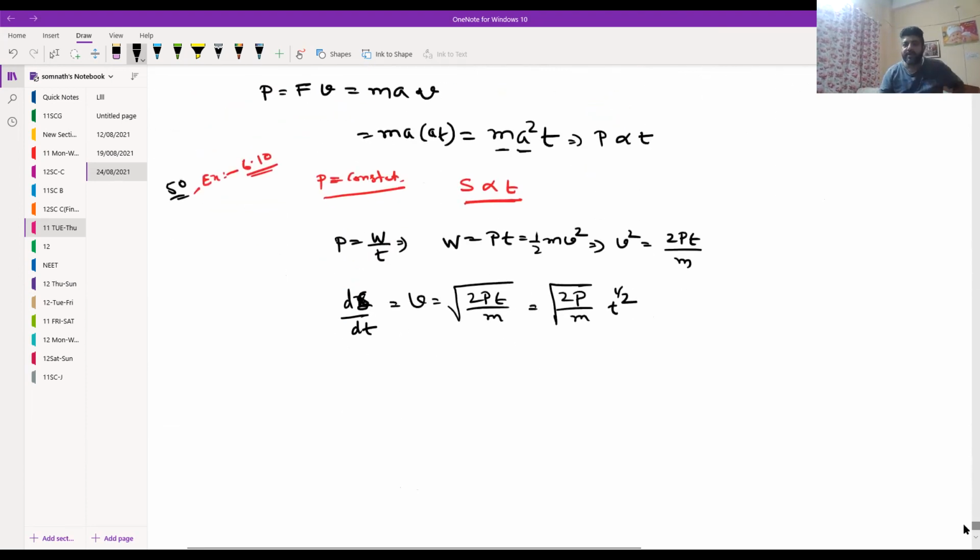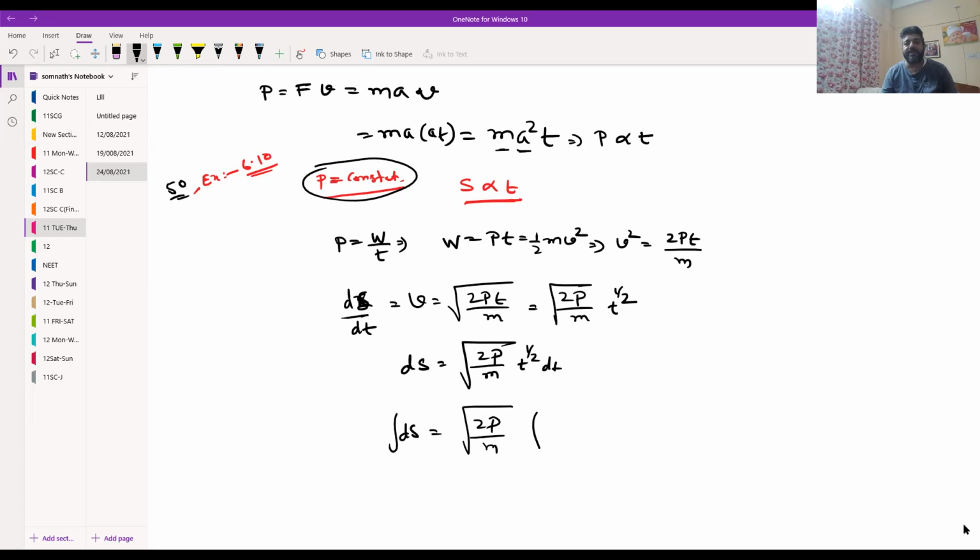তাহলে দেখ কত হচ্ছে, ds হয়ে যাচ্ছে 2p by m t to the power 1 by 2 dt. Now see, they mention it power is constant, so my power is constant. So taking integration both sides, 2p by m we take constant because it's a constant. So s is 2p by m t to the power 1 by 2 plus 1, 3 by 2, by 3 by 2. So that is কত হয়ে যাচ্ছে 2 by 3 2p by m, এই পুরো মালটা constant, t to the power 3 by 2.